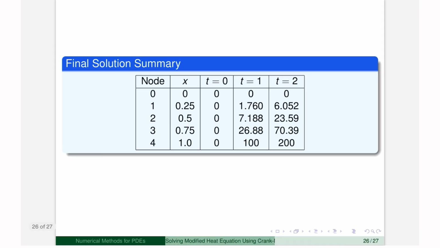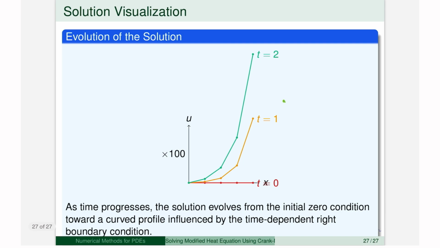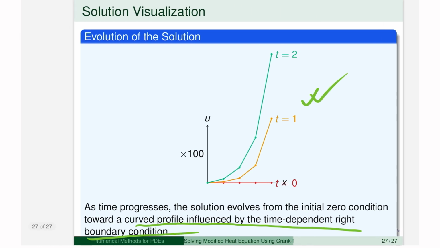So now this is the final summary. This is the node position, and at t equal to 0 it is all 0, at t equal to 1 this is the value, and at t equal to 2 this is the value. Now if I plot that, it will be like that. As time progresses, the solution evolves from the initial 0 condition toward a curved profile influenced by the time dependent right boundary condition.